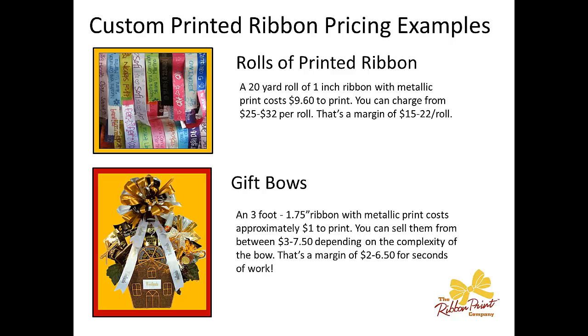And then, of course, bows. Now here you can see a gift basket where there's a very, very beautiful, extravagant bow, and only the tail portion is customized. You could also have integrated that customized ribbon into the bow, the top part of the bow. So let's say 3 feet of ribbon, for example, of 1 3/4 inch ribbon, which is the ribbon that you get when you get a new printer from us, only costs about $1 to print up, and you can sell them anywhere between $3 and $7.50, depending on how intricate and complex you want to make the bow. So that's between $2 and $6.50 per bow. So giving you some options in terms of how to apply this custom ribbon to your product.